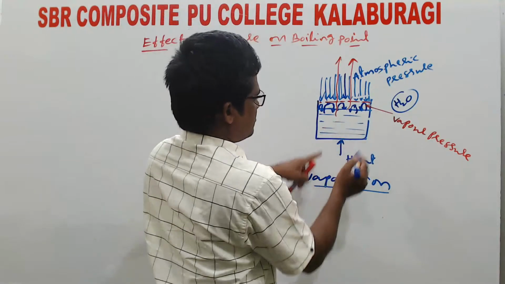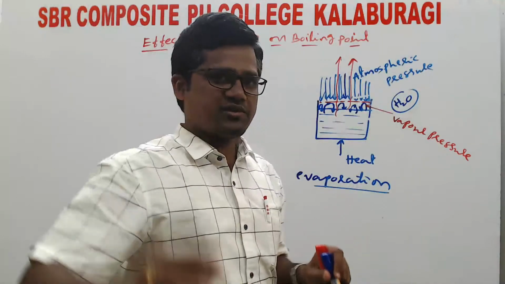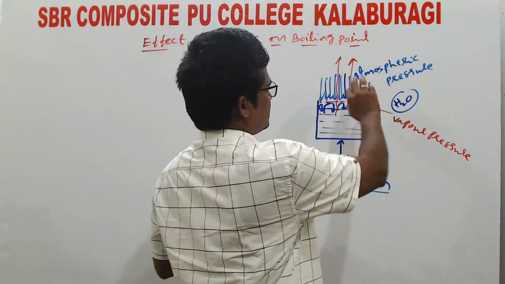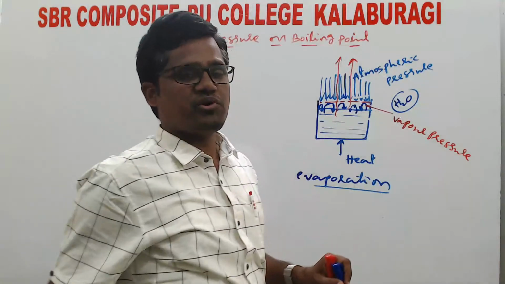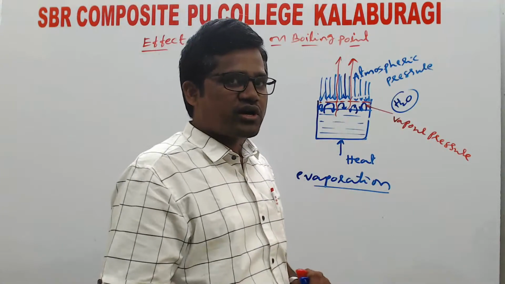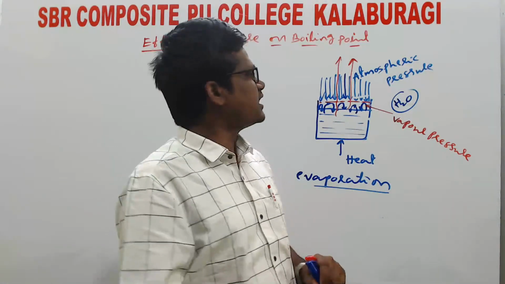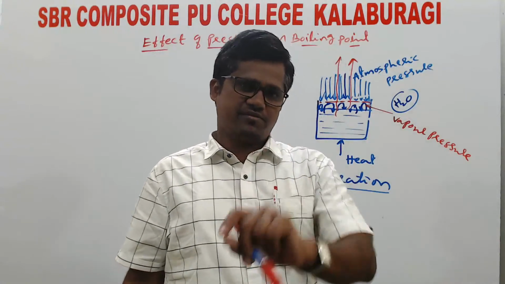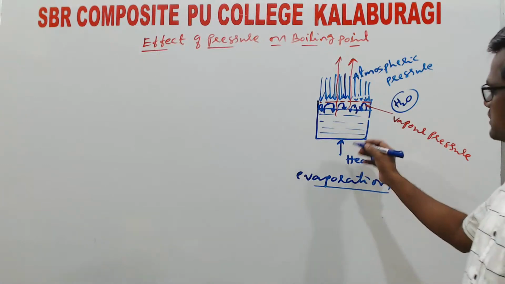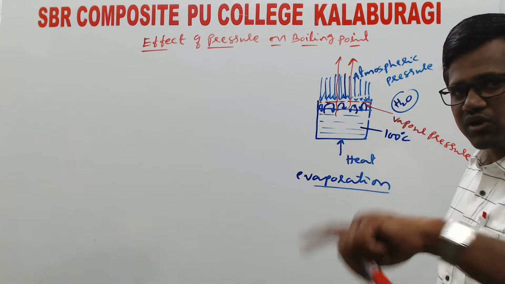Suppose atmospheric pressure is there, 1 atm. Even at 80-90 degrees evaporation can happen. Some molecules can go. Surface molecules of the water can jump into the vapor and go to the atmosphere. That can happen even below 100 degrees. But vaporization will take place at 100 degrees, provided the pressure is 1 atm. If atmospheric pressure is 1 atm, as we give heat and the temperature comes to 100 degrees Celsius, then what will happen?